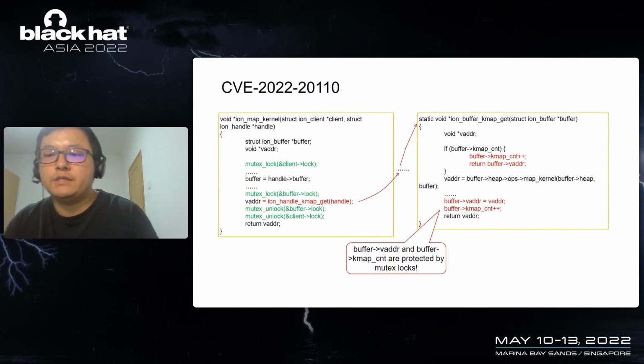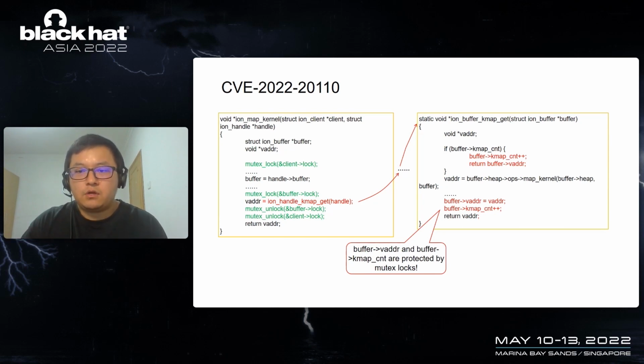As we know, ion_map_kernel is used to map the memory buffer into kernel space. The kernel virtual address will be cached in the vaddr field of the ION buffer object. There is also a reference count field, kmap_cnt, for the vaddr field. We can see that during the map operation in this function, both vaddr and kmap_cnt are protected by two mutex locks. This can prevent issues from happening in a race condition. The vaddr of the ION buffer is internal data of ION. So if vendor drivers want to get the virtual address of a memory buffer, they should call the function ion_map_kernel instead of accessing the vaddr field of the ION buffer directly, because that would cause the UAF in a race condition.